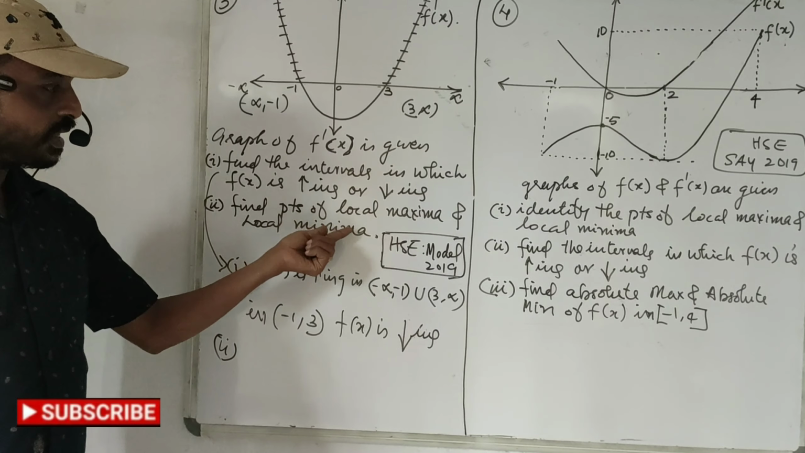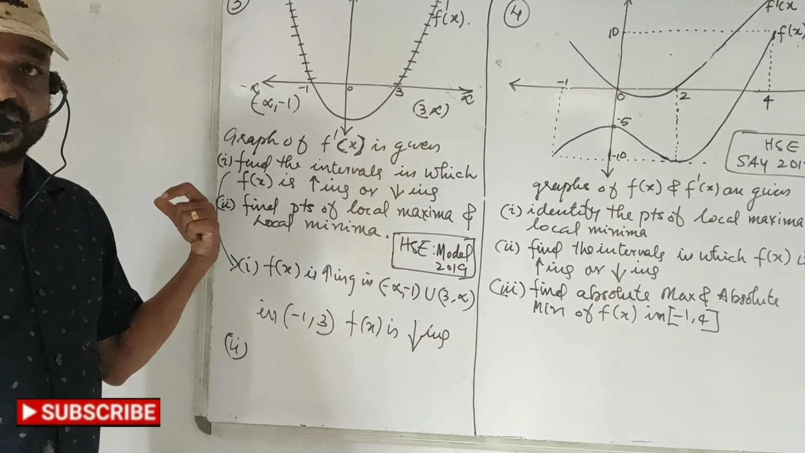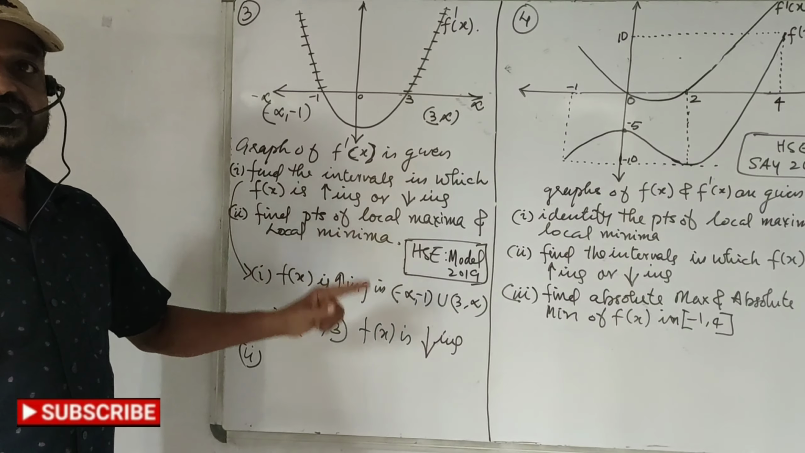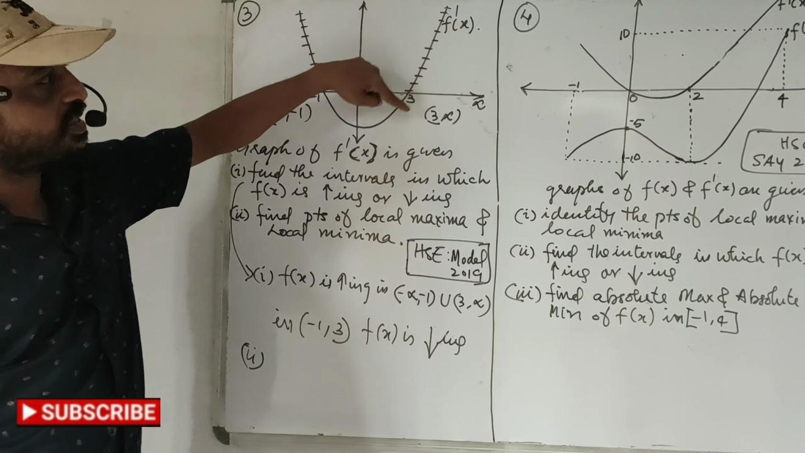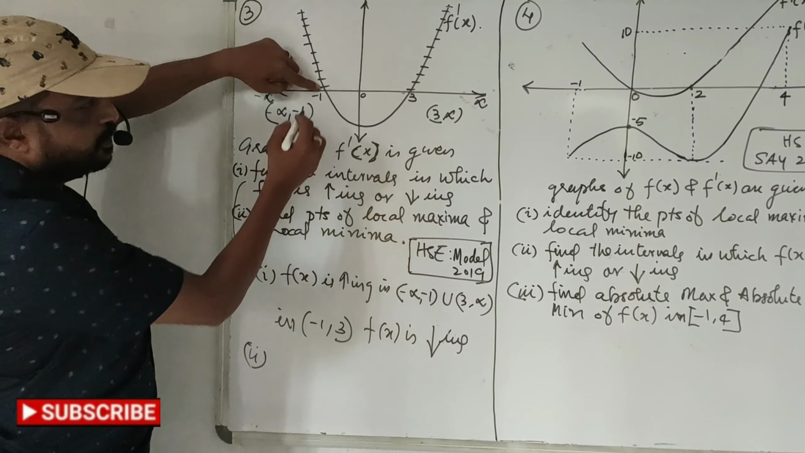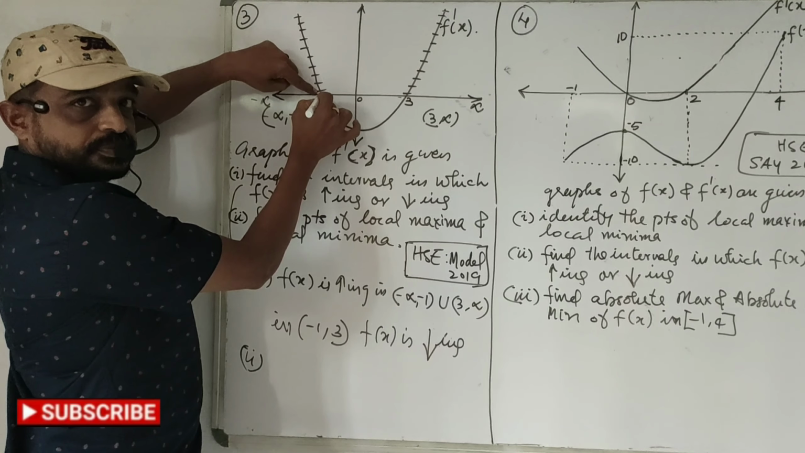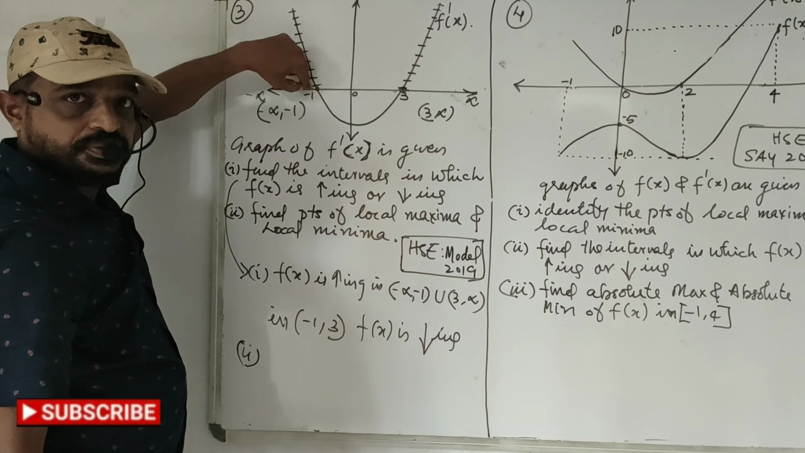At the points of local maxima and local minima, f dash of x is equal to 0. Is it clear? At the points of local maxima and local minima, f dash of x is equal to 0. So find out the points at which f dash of x is equal to 0. So at this point x equal to -1, f dash of x is equal to 0. At this point also f dash of x is equal to 0.